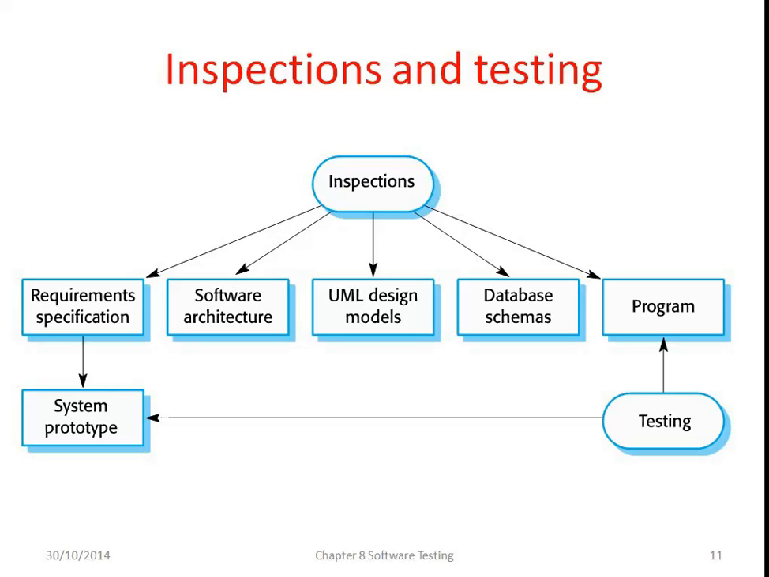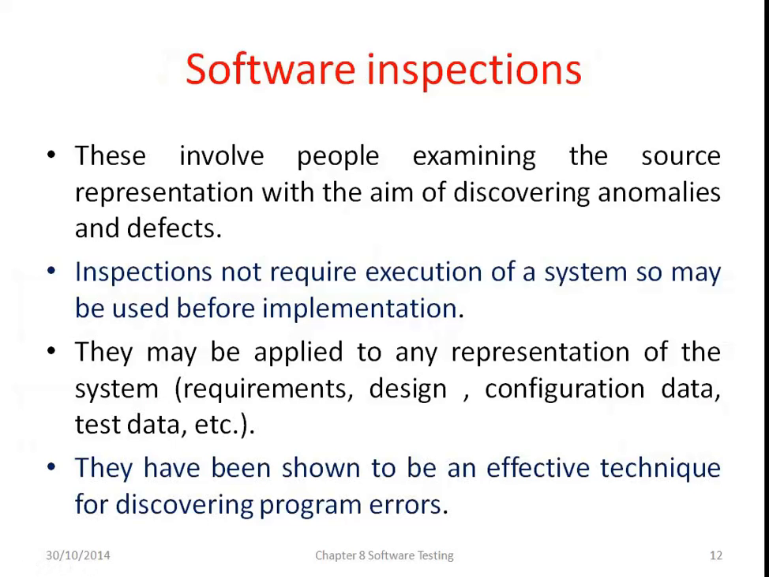In inspection, you verify the system specification and analyze the architecture, UML design models, database schemas, and programs. In software testing, you execute the program and find the anomalies; this is called dynamic testing. Software inspection involves people examining the source code representation with the aim of discovering anomalies and defects in the code. Inspection does not require execution of the system.